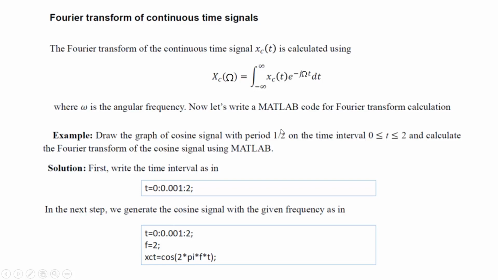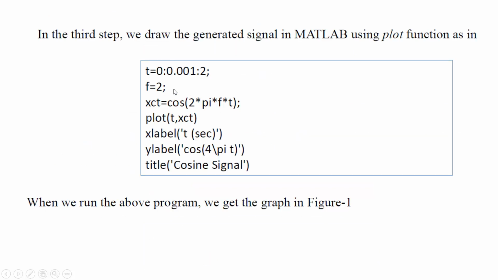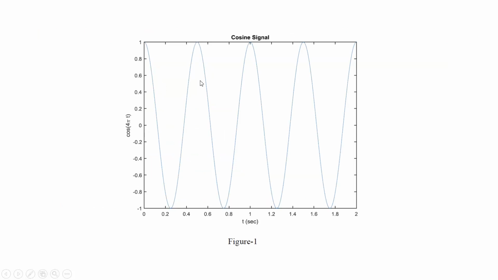Since the period given is 1 by 2, that means the frequency is equal to 2, and I will define the analog signal, which is defined as cos of 2 pi f t. So again, this is the time vector, frequency defined, and this is the cosine signal defined. Now we can plot the continuous signal by the plot function like this. We can label the x and y axis, and we can give the title to the graph. If we run the program on Matlab, we will see that this is the cosine wave generated.